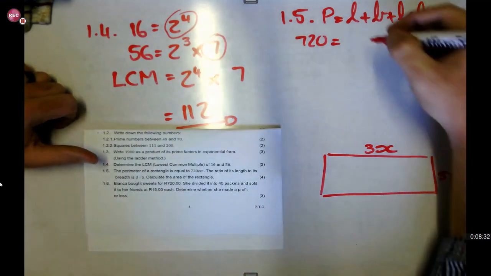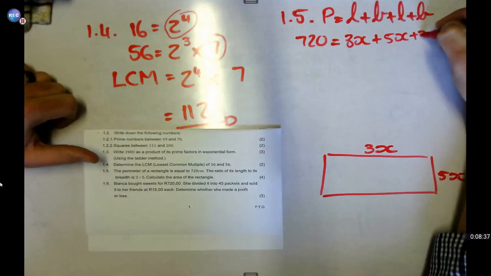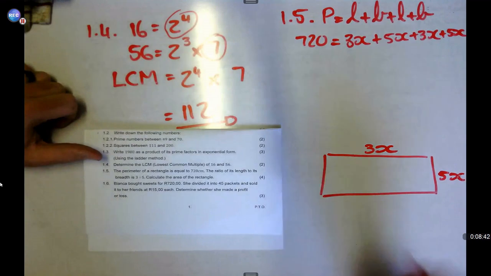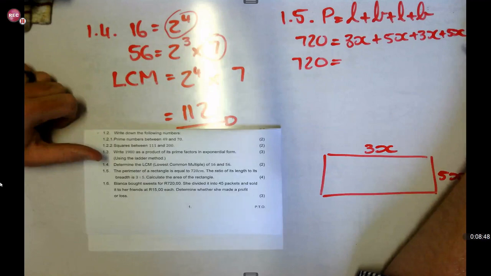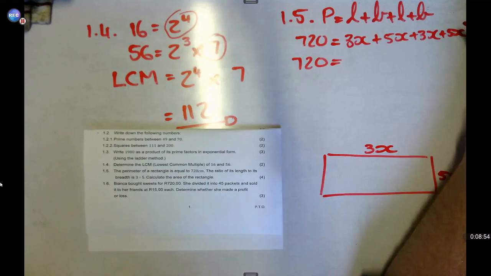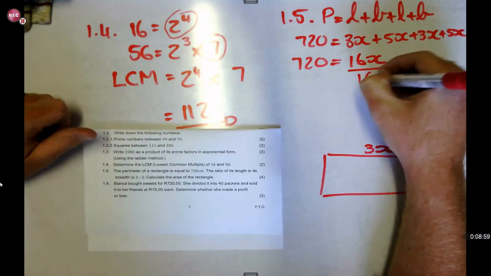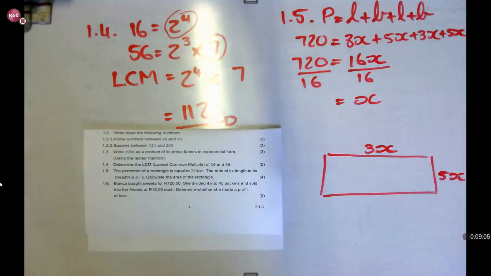So the length would then be 3x plus the breadth, which is 5x, plus 3x again, and then obviously plus 5x again in this case. Then on this side you can see everything are like terms. So 3 plus 5 is 8, plus 3 is 11, plus another 5 gives me 16x. We need to get rid of the coefficient, so we divide both sides by 16. Therefore x in this case would then be equal to 45.